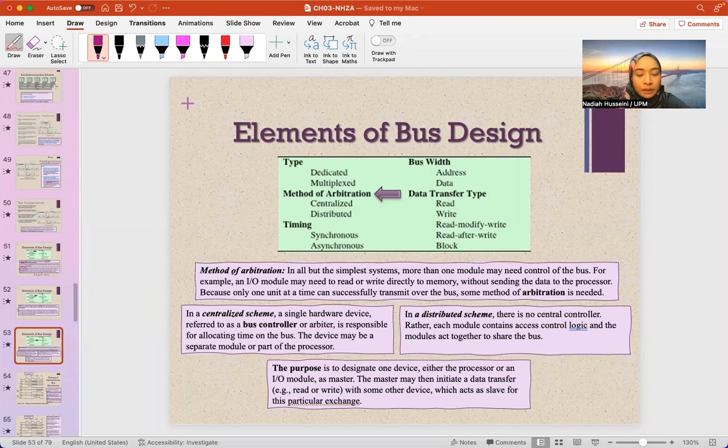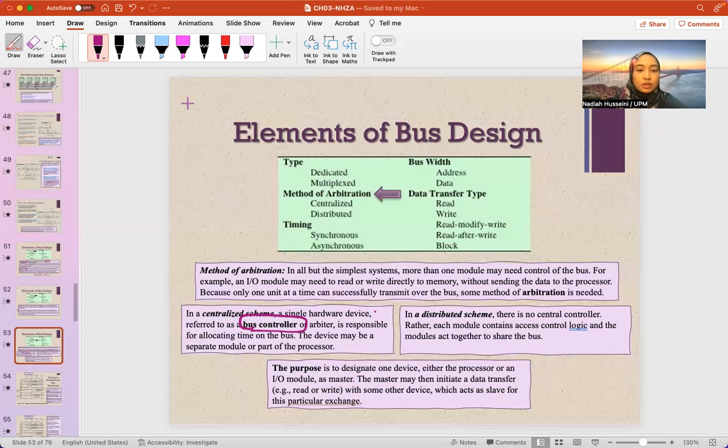So in a centralized scheme, a single hardware device referred to as a bus controller, like a manager, or arbiter, is responsible for allocating time on the bus. So time slot number 1, I/O module, you go first. Time slot number 2, memory module, you go next, something like that. The device may be a separate module or be part of the processor. Whereas in a distributed scheme, there is no central controller. Each module contains access control logic, and the modules act together to share a bus. Again, they have a meeting, they decide.